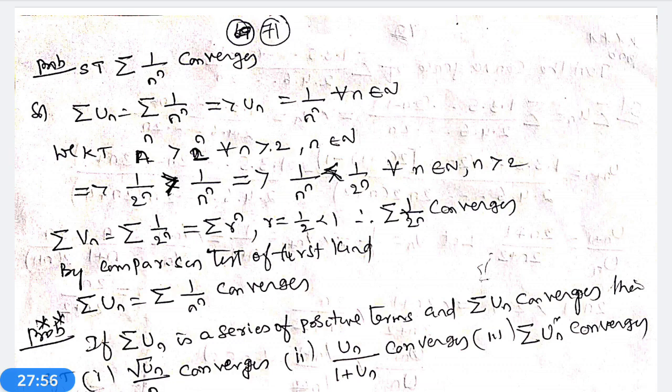Let sigma Vn is equal to sigma 1 by 2 power n. It is of the form sigma r power n, where r is equal to 1 by 2, less than 1. By geometric series, sigma Vn converges. By comparison test, sigma un is equal to sigma 1 by n power n converges.